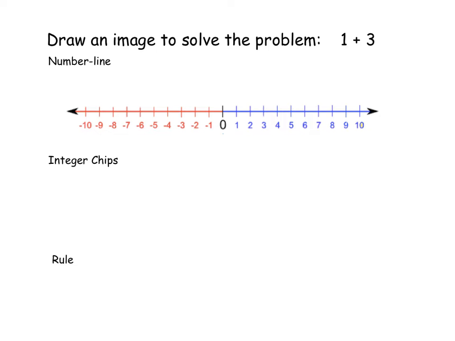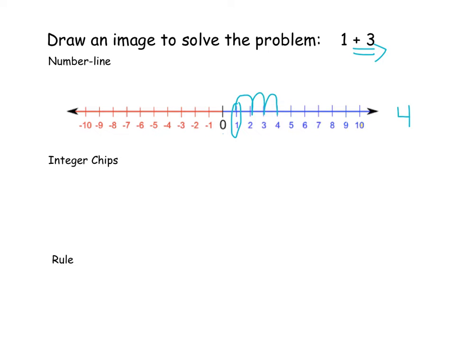Today, with each problem that we complete, we're going to do so visually and then also use the rule. So we're starting off easy today. We have 1 plus 3. So we're going to use the number line. We start at 1. And adding 3 means we're going to go 3 up the number line, or 3 to the right. So 1, 2, 3. My answer should be 4.